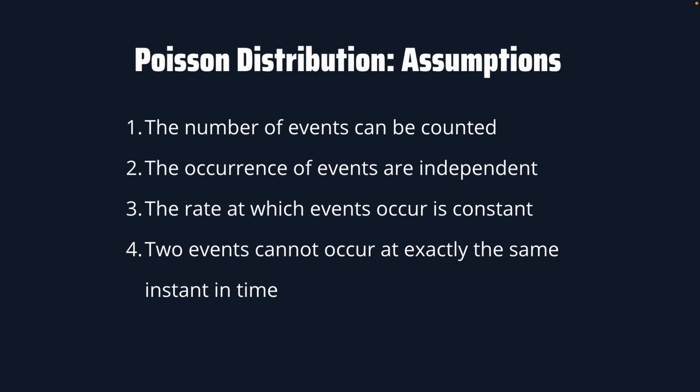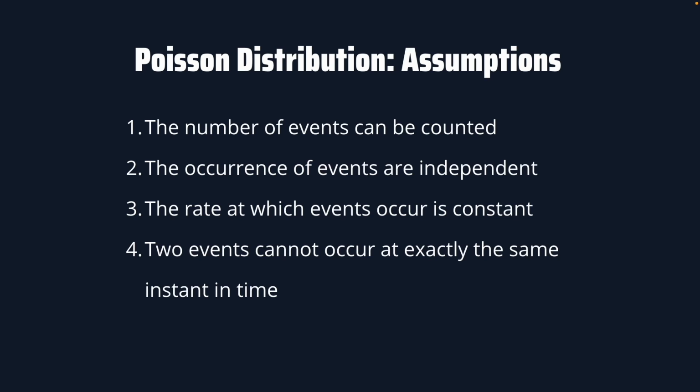Then we have number 3, which says that the rate at which events occur is constant. Basically this means that the probability of an event occurring in a certain time interval should be exactly the same for every other time interval of the same length. This one is also true because the probability of a goal in one match is the same as the probability of a goal in another match. So if we evaluate the probability of a goal in different matches, we should have the same probability. So this one is also fine.